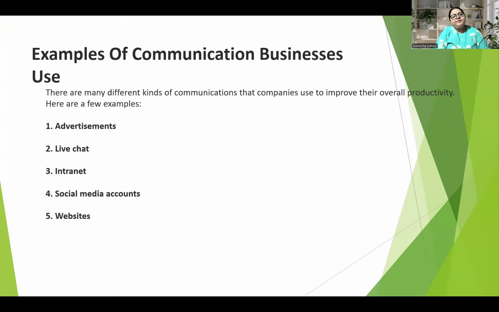So there are a few important examples. For example, number one is advertisement, live chats, intranet, social media accounts, and website. We have all heard these names, but we'll go one by one with the explanation. So the first one is very important, that is advertisement.